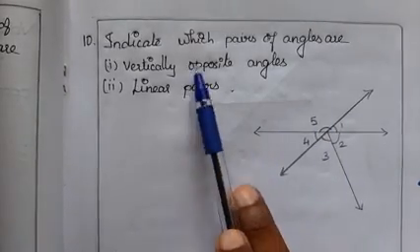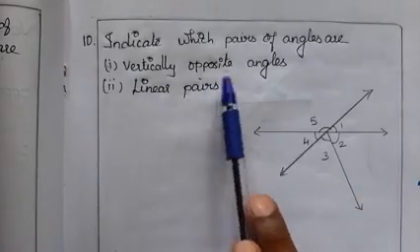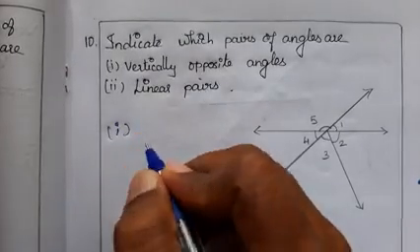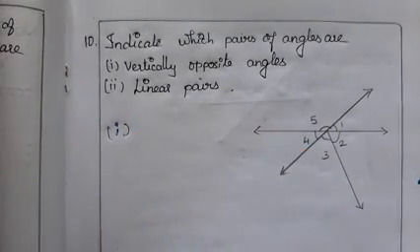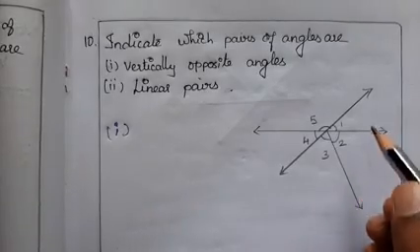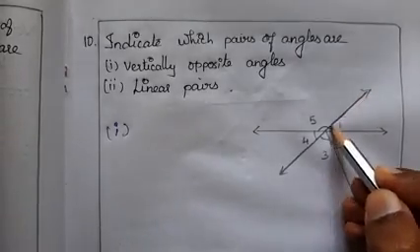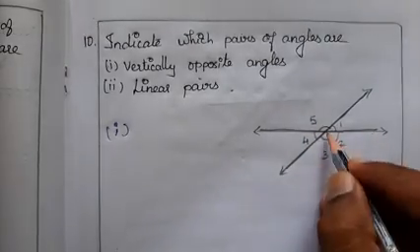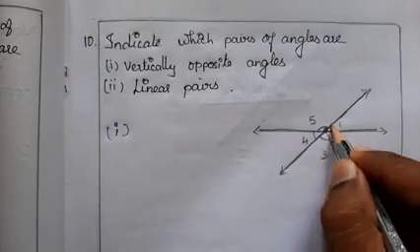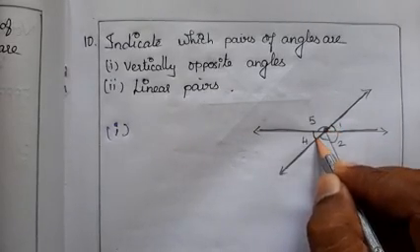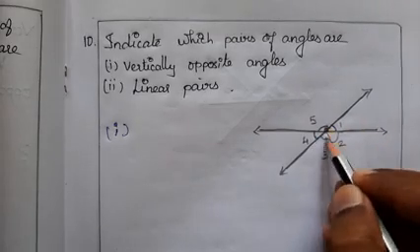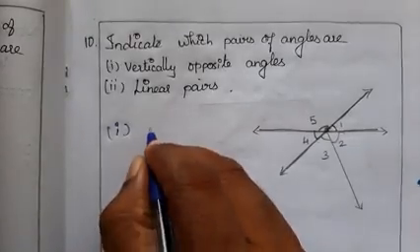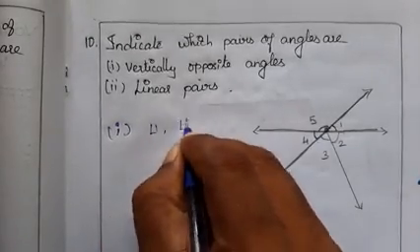Indicate which pairs of angles are vertically opposite angles and which are a linear pair. First we solve for the vertically opposite angles. By the definition we know that when two lines intersect, vertical angles are formed. This is one of the lines and this is the other line. This is the intersecting point, right? So this angle and this angle are vertically opposite and equal, and this full angle must be vertically opposite too, right? So therefore the first pair is angle 1 and angle 4.